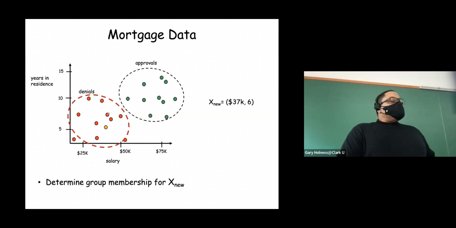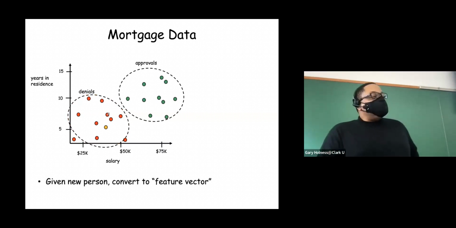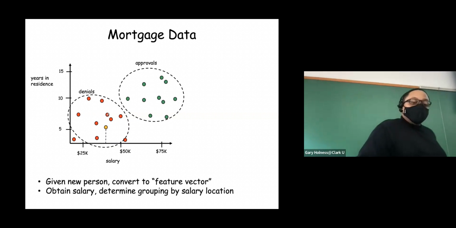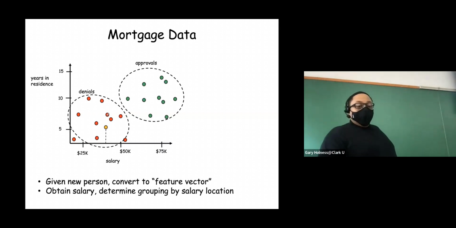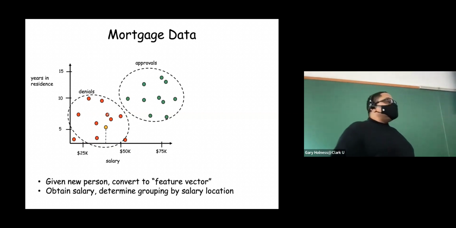Okay. So now you determine the group membership by taking the distance between that vector version of that new point in feature space and the groups. Now, this new person is converted into a feature vector. And let's imagine you knew the salary for this person, but you didn't know the years in residence. So you project this point along the salary axis and you say, okay, which group does this person belong to based on the salary? So what do you do? You take your interquartile range, and you go 1.5 interquartile ranges above the median, below the median, and you determine, does this person belong to the denials group or to the approvals group? Once you know they belong to the denials group, you could do it that way.